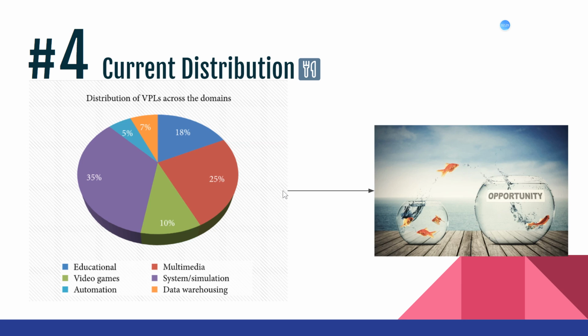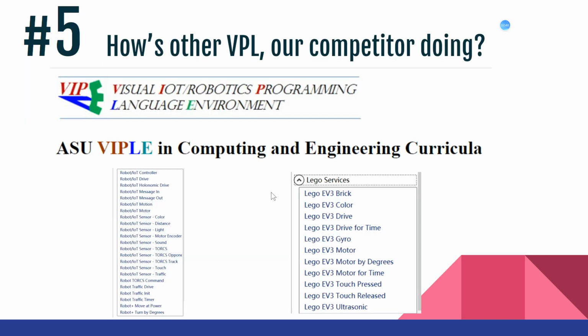So as for the market distribution, as you can see here, the biggest part right now is high-level machine learning and simulation. But the education part only takes like 8%. Most VPLs are designed by different colleges and universities. This is a huge potential for us in the market.